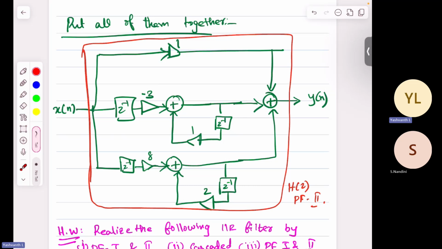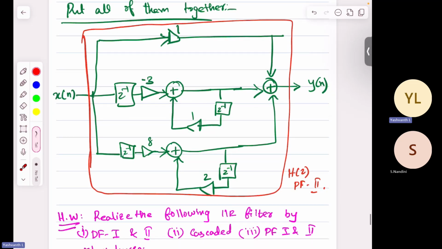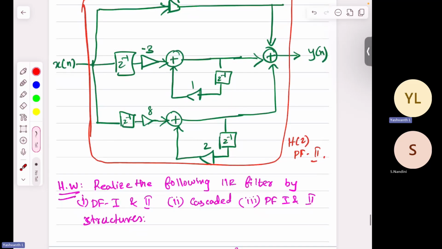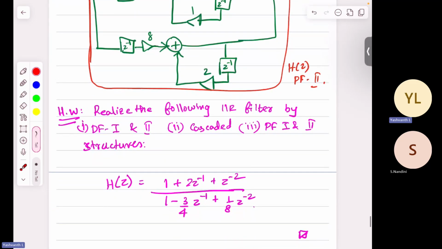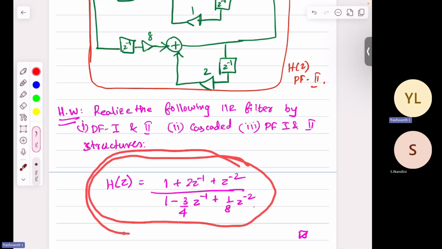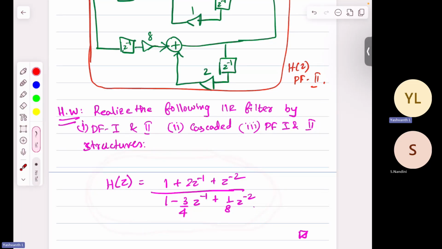Okay, great. I guess we have covered all types of filters. So one homework that I would like to give is, take this as a question. It's a different transfer function. So in today's class, we took one transfer function and we implemented that using all different types of realizations.